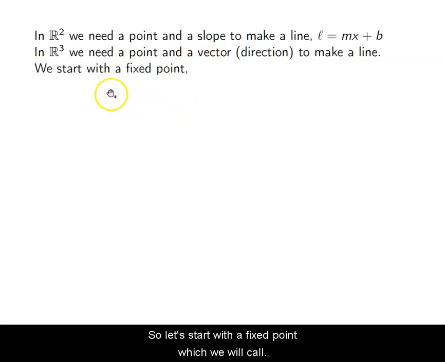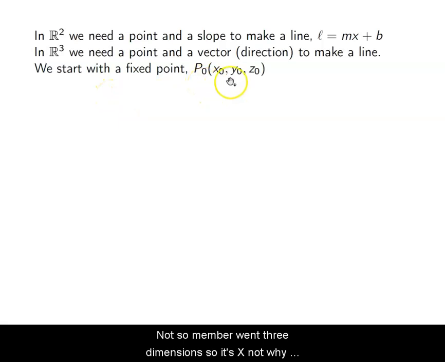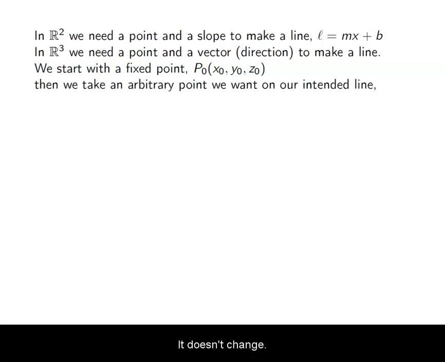Okay. So let's start with the fixed point, which we will call P naught. So remember, we're in 3 dimensions, so it's x naught, y naught, z naught for this point P. So this point is fixed, meaning it does not move, right? It is a point given to me in space. It's the point that I need my line to go through. It doesn't change, okay? So let's take a secondary point anywhere on my line, right?